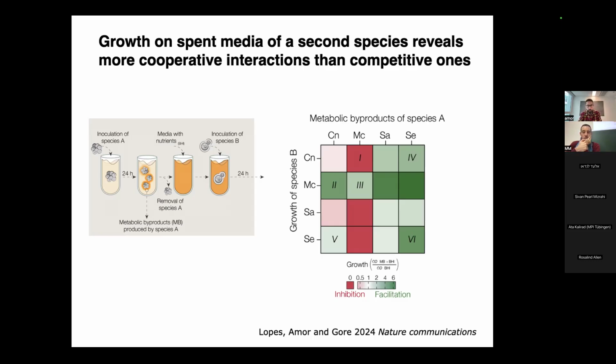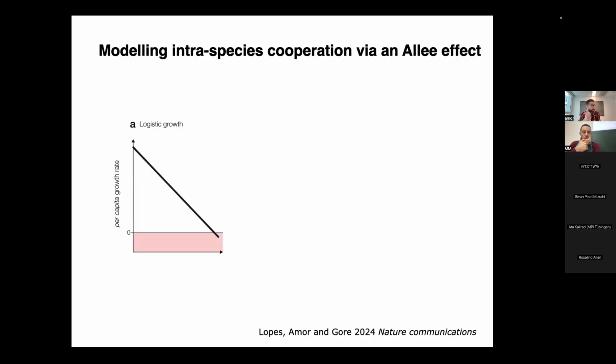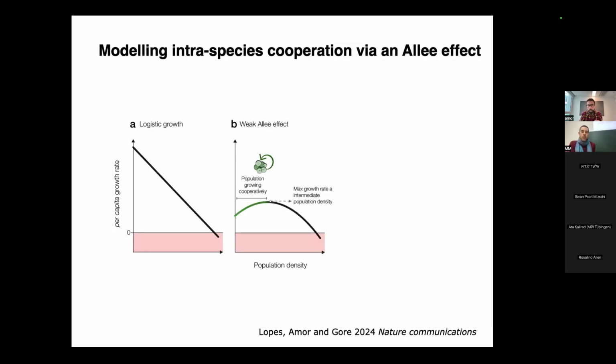And what does this mean? If we think about the typical logistic growth, which would have given you a red square in the previous matrix, what we have is a monotonically decreasing function of the per capita growth rate with the population density. But if we have cooperative interactions, the maximum growth rate is not going to be at low densities, but at some intermediate level. And this is what we call the Allee effect.